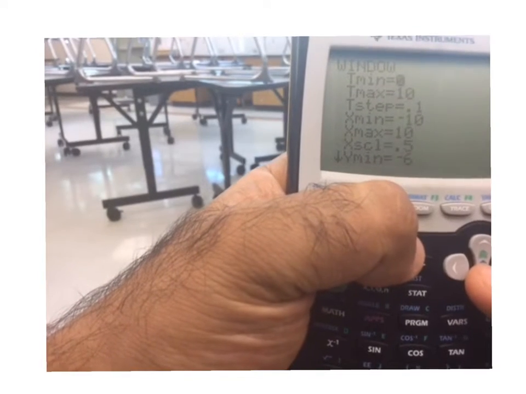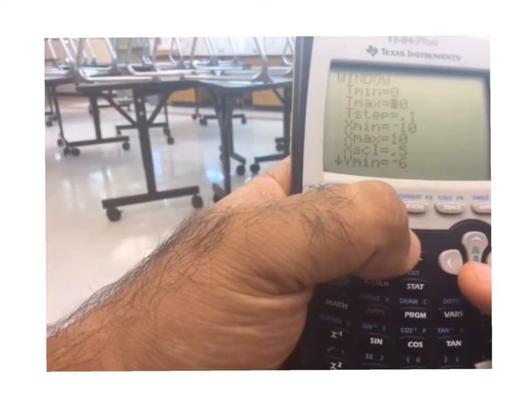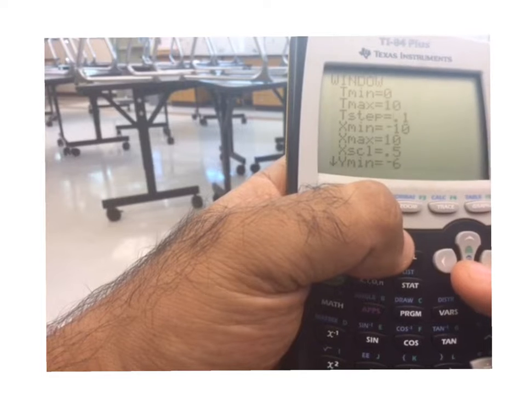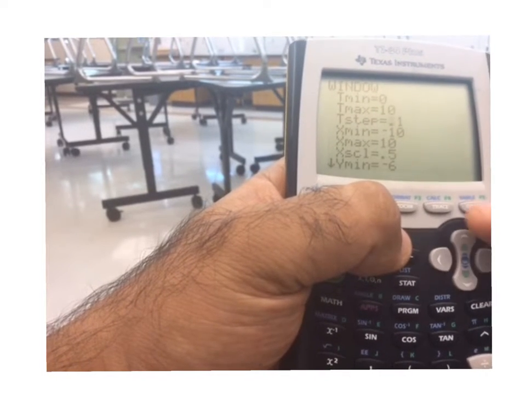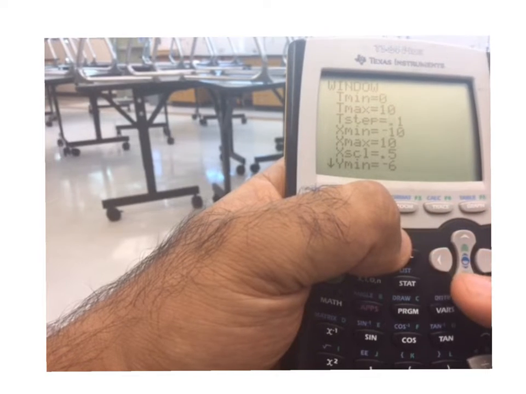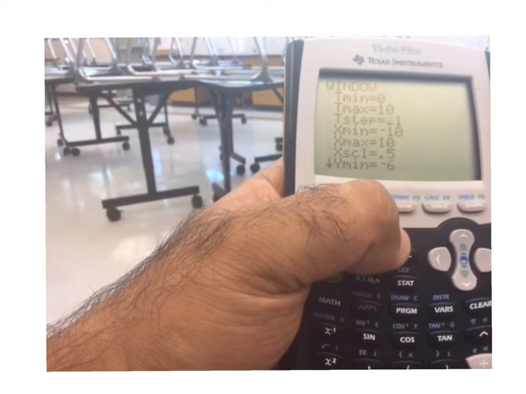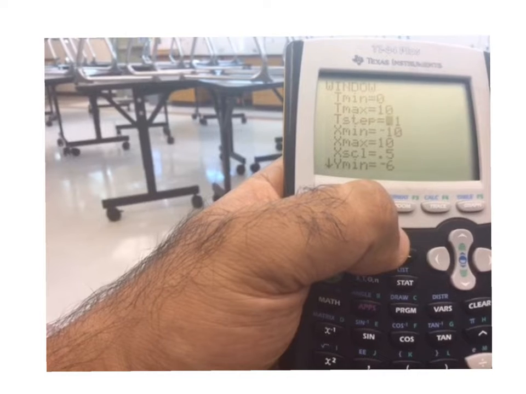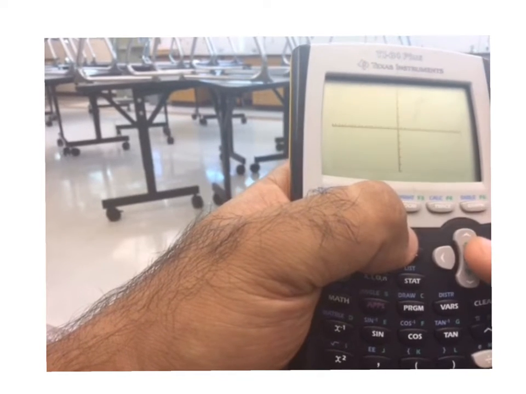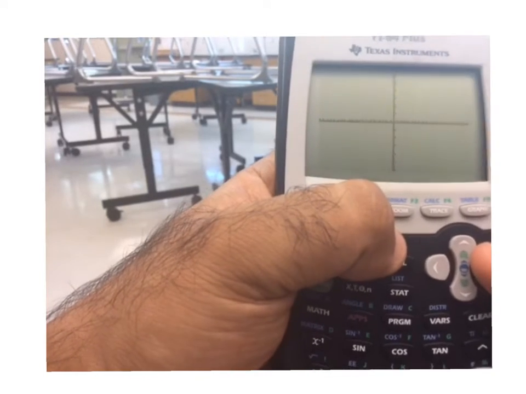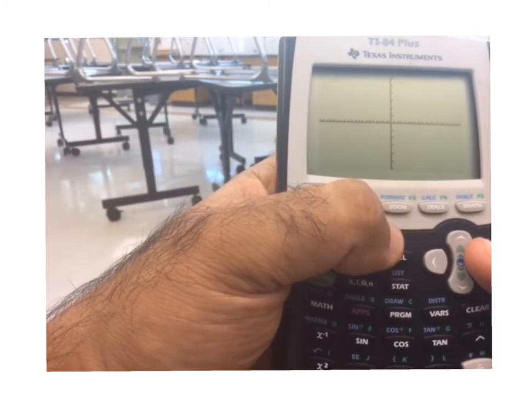I started my time from 0, like you always should. I did it to 10 seconds. I kind of estimated 10 seconds would be good. And I did my step 0.1, which means that when I trace, I'm going to look at every tenth of a second in order to see what my point's going to be. So let's graph it. So it's going to graph it.